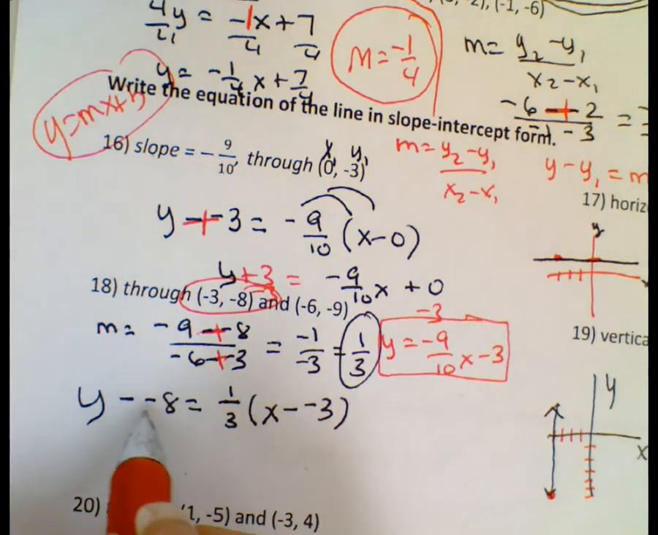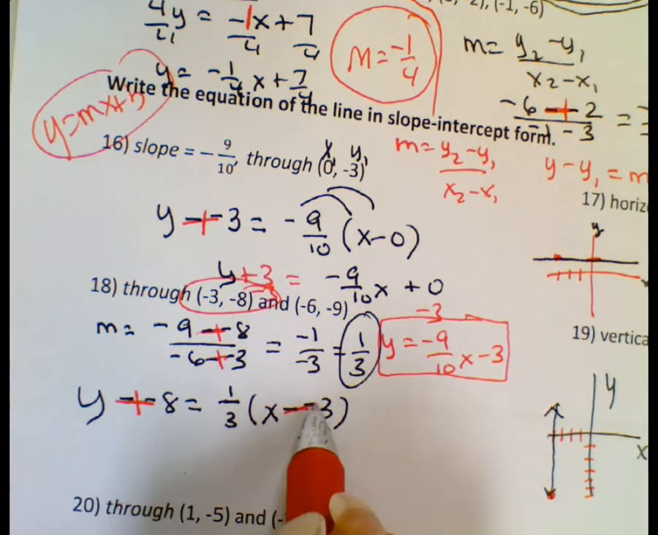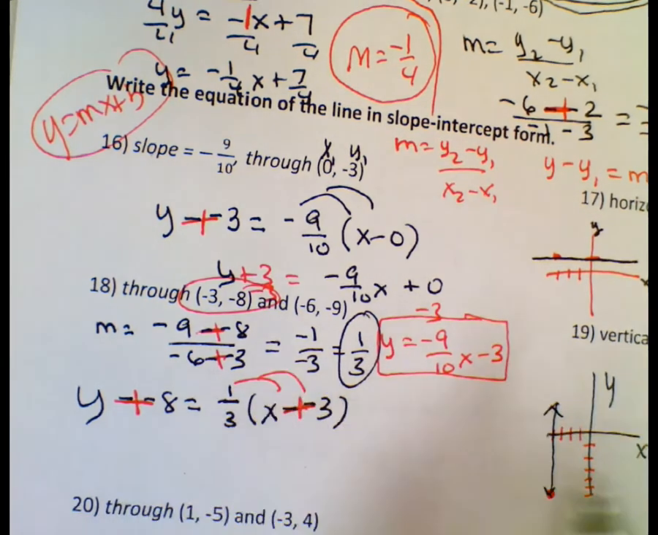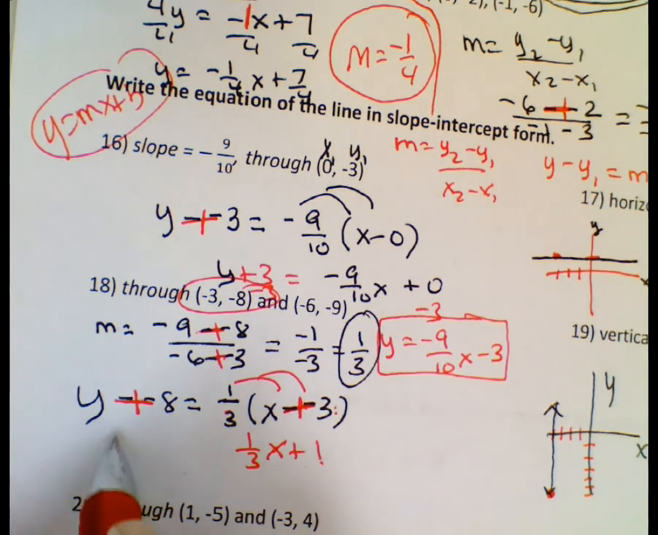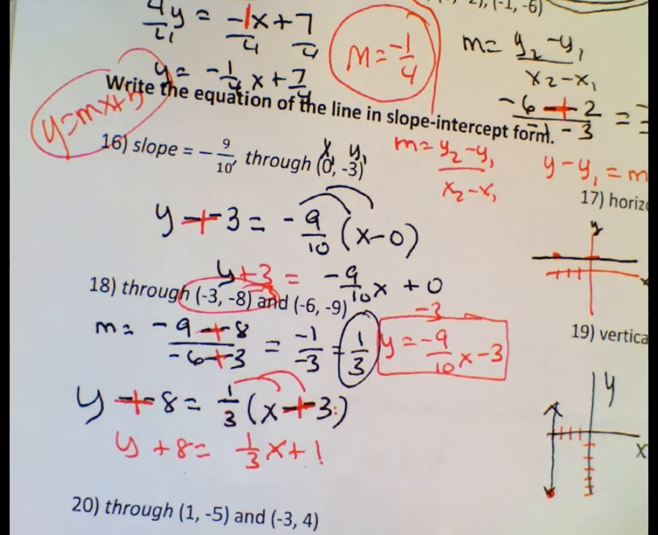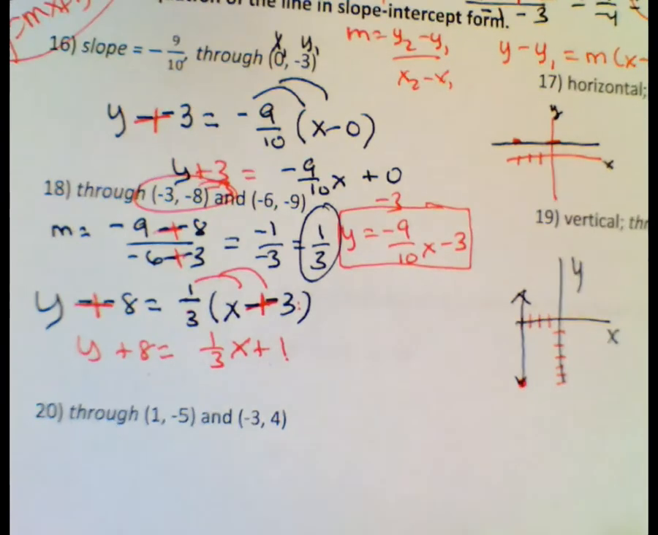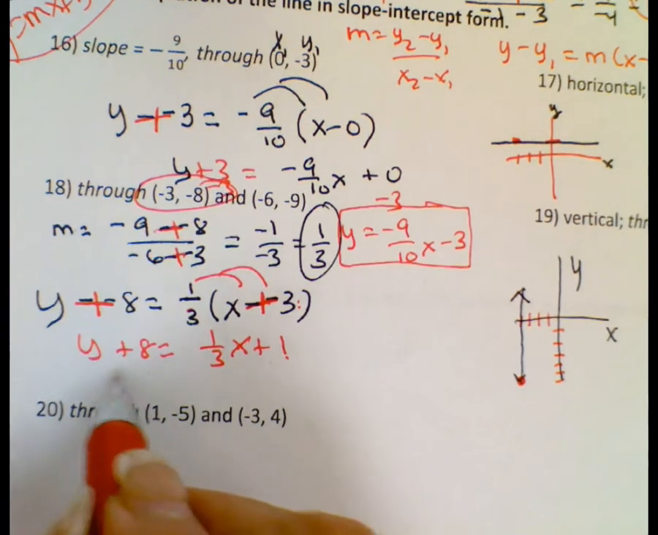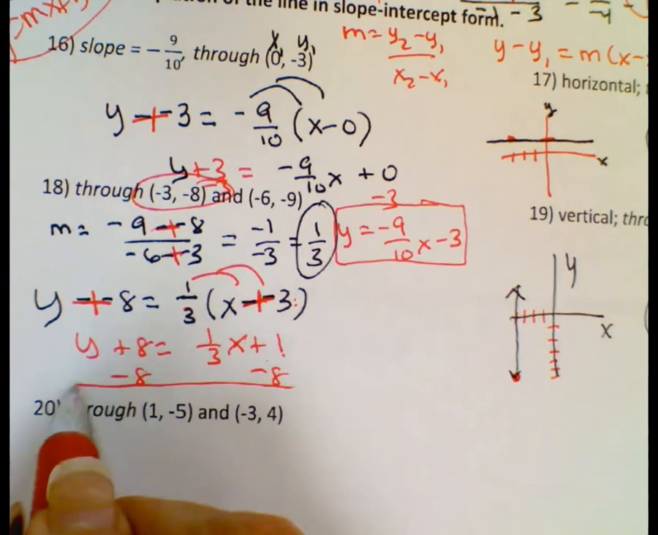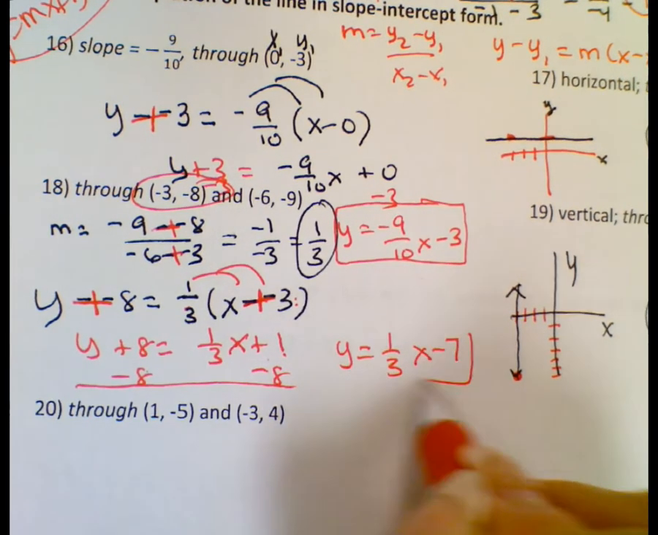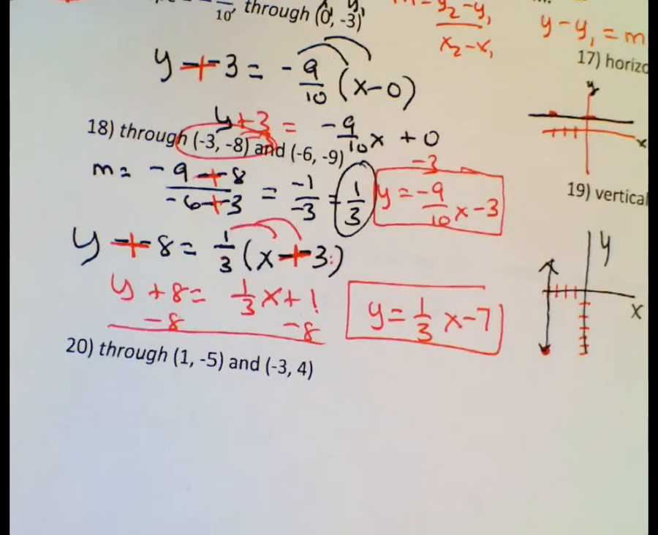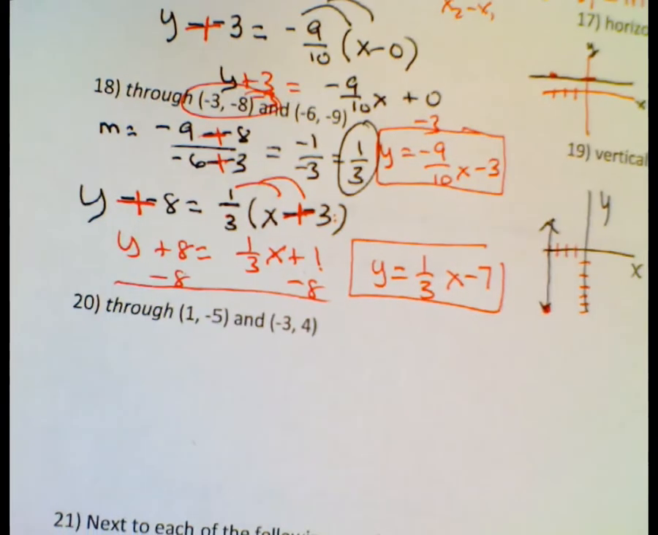So we have double negatives, and I'm going to distribute this. So this is 1/3 x plus 1. 1/3 times 3, their reciprocals, is 1. On this side, we have y plus 8. All right, subtract 8. So y equals 1/3 x minus 7, and that's your answer. Redo it if you have to.